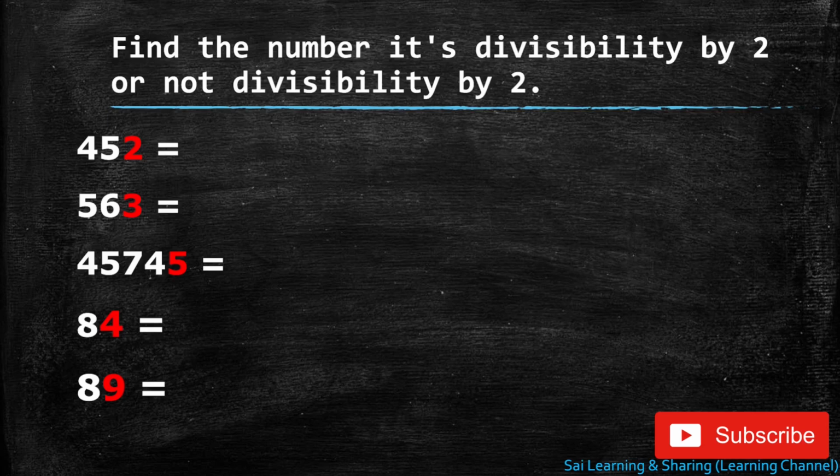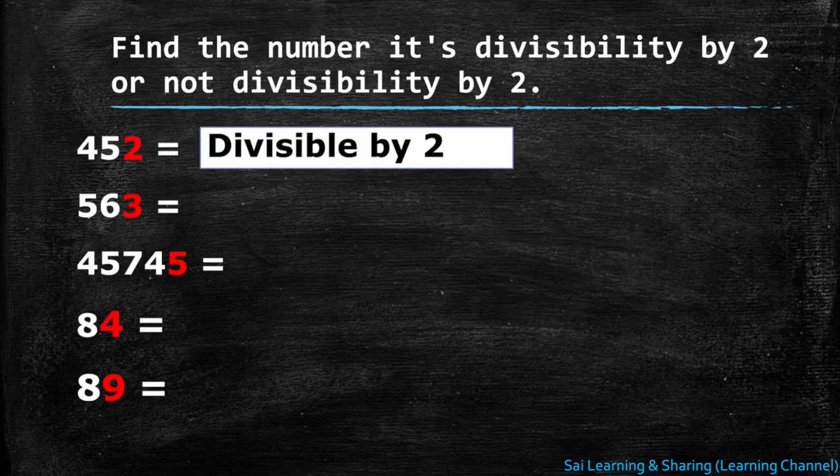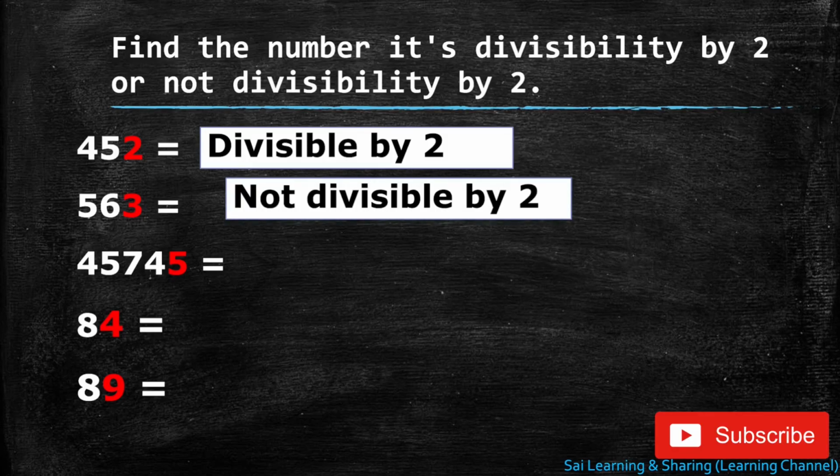452. In the ones place, as I have taught, if it is an even number, it is divisible by 2. The first number is divisible by 2. Second one, 563. In the ones place is written 3. 3 is an odd number, it's not even. So 563 is not divisible by 2.